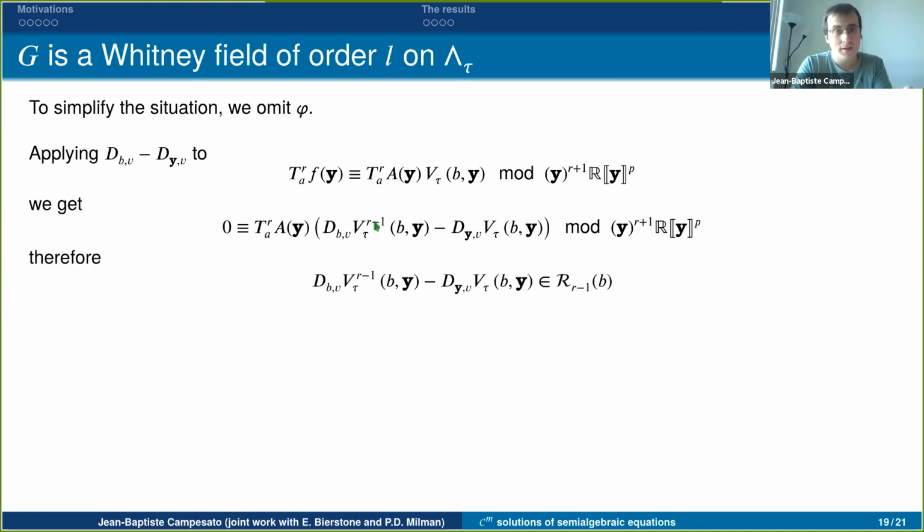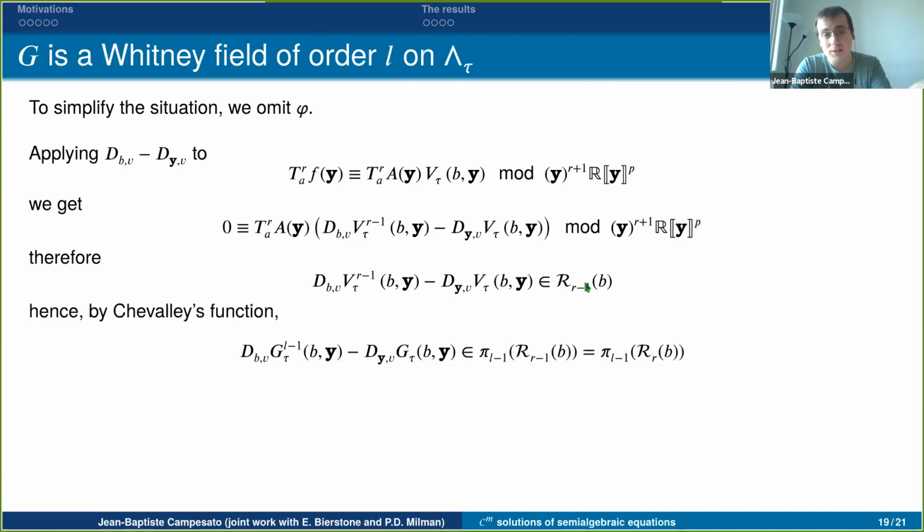But that means that this operator applied to V is in the module of relation. But because we have taken some derivative, we lost one order. So we passed from R to R minus 1. But that's not important because of our choice of R, coming from the Chevalley function: if we started with R large enough, we did not lose any information. What we have is going to be in the module of relation up to order R, and not only R minus 1.